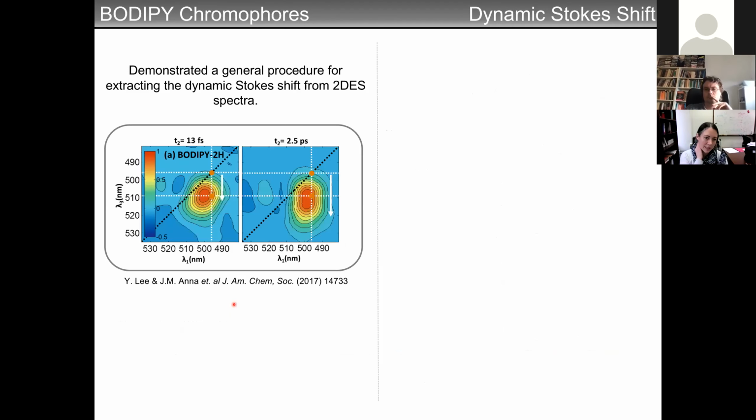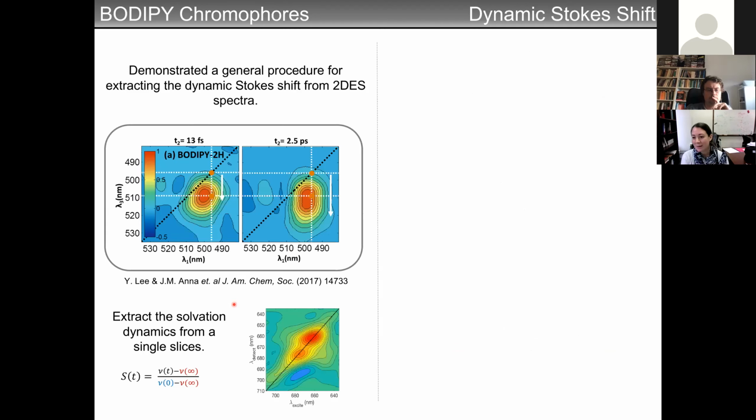Okay, so from this study, we were able to extract the dynamic Stokes shift from the 2D electronic spectra. We were really excited about this because now we can extract solvation dynamics for a single slice in the 2D spectra. And that could be really powerful for thinking about 2D electronic spectra of multi-component systems.